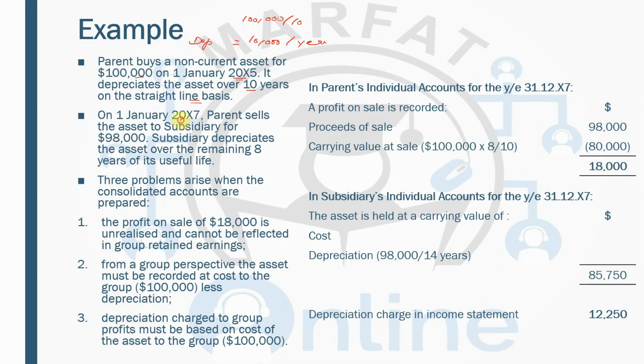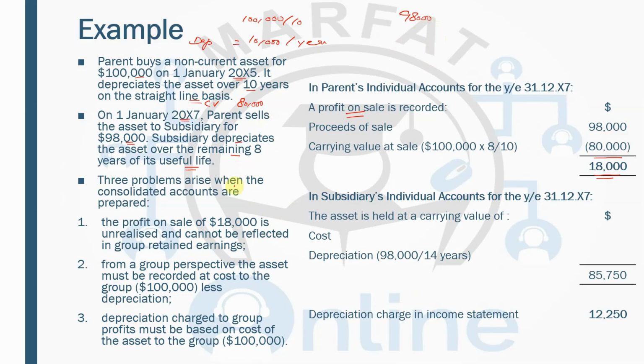On January 20x7, that means after 2 years, what would be the carrying value? The carrying value would be 80,000 because deducting the 2-year depreciation. The parent sells the asset to subsidiary for 98,000. Subsidiary depreciates the asset over remaining 8 years of its useful life. Now, the carrying value was 80,000 and they have sold for 98,000. So the profit is 18,000. This is the profit on disposal. Now, the subsidiary has purchased for 98,000 and now they will be depreciating the 98,000 over 8 years of remaining life.